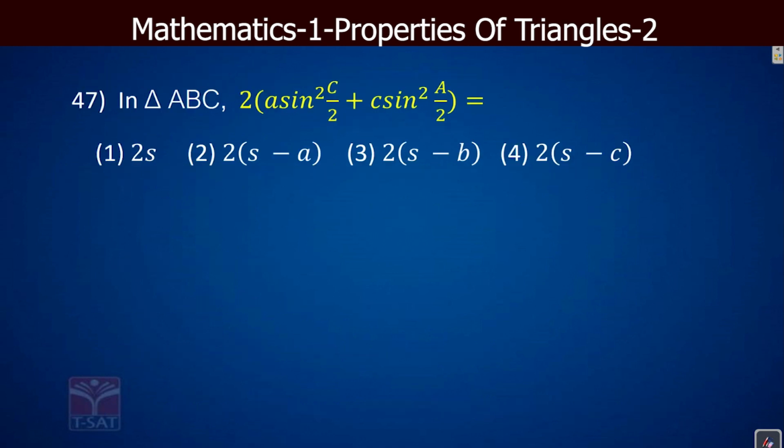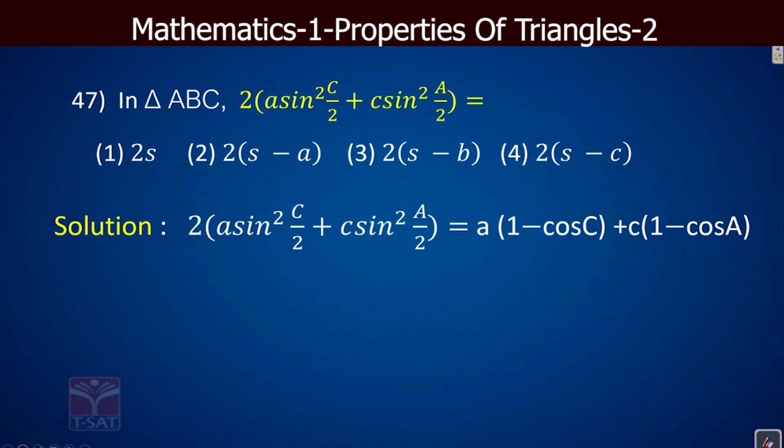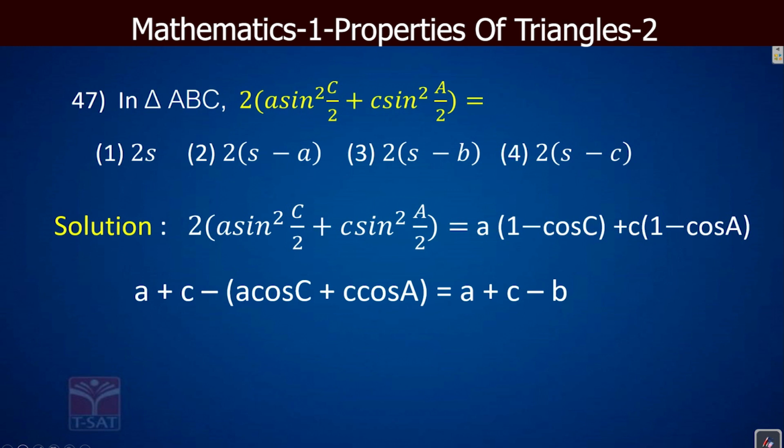47. In triangle ABC, 2 into (A sin square C by 2 plus C sin square A by 2) is equal to: 1) 2S, 2) 2 into (S minus A), 3) 2 into (S minus B), 4) 2 into (S minus C). Now the hypothesis: 2 into (A sin square C by 2 plus C sin square A by 2) is equal to A into (1 minus cos C) plus C into (1 minus cos A). So that is equal to A plus C minus (A cos C plus C cos A). And by projection rule, A cos C plus C cos A is nothing but small b. So that is A plus C minus B, which is nothing but 2 into (S minus B). So option number 3.